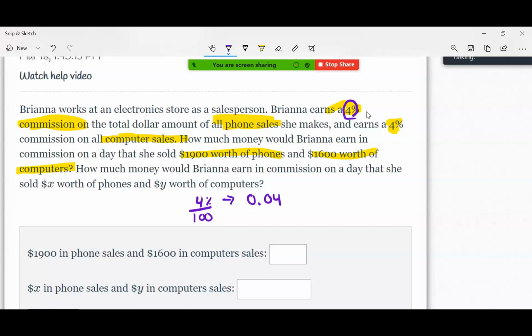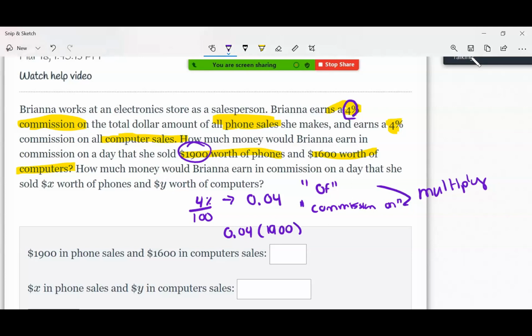The other trick is the word of, or here, commission on. They both mean multiply. So here I'm taking 4% of the sales, which means I'm going to do 0.04 times $1,900 in cell phones.